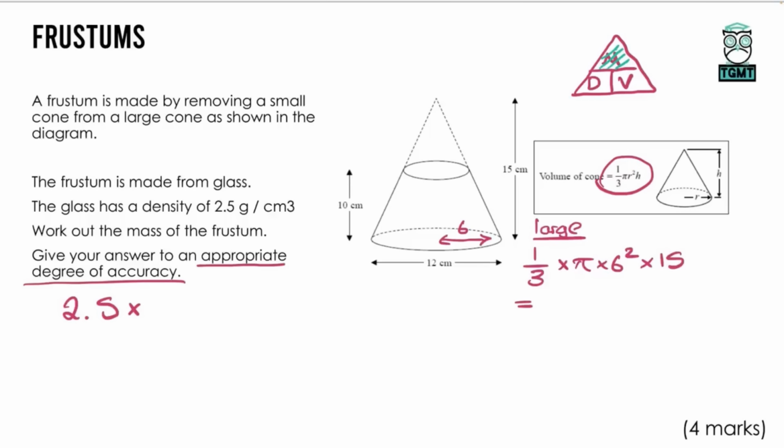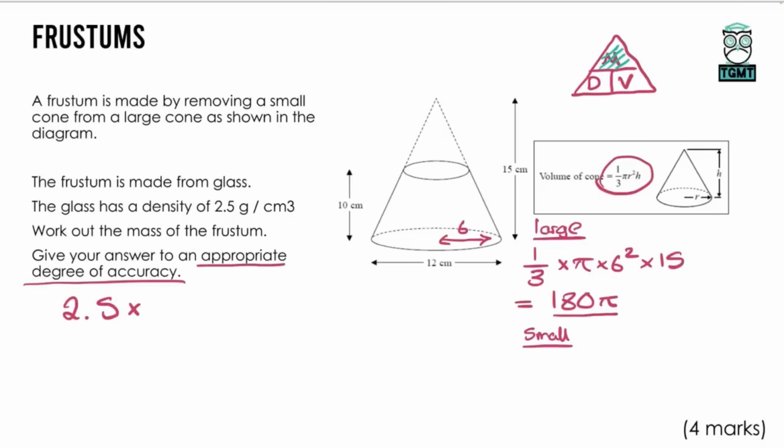And I'm going to leave this in terms of pi, because if I start writing down lots of decimals, there's a lot to write down, and as it's come out in terms of pi, it's much easier for me to leave it like that. So 180 pi. I'm now going to look at the small cone, the one that's been chopped off the top.